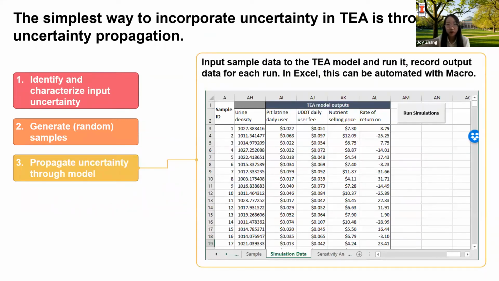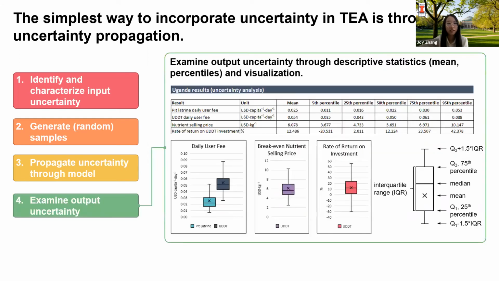Once we have the sample ready, we can just input each row of sample data into the TEA model and then record the TEA metrics of interest. This process can be automated in Excel with a macro, and when you get to see the examples we share with you, you can just click on the Run Simulation button and have many output data recorded automatically.